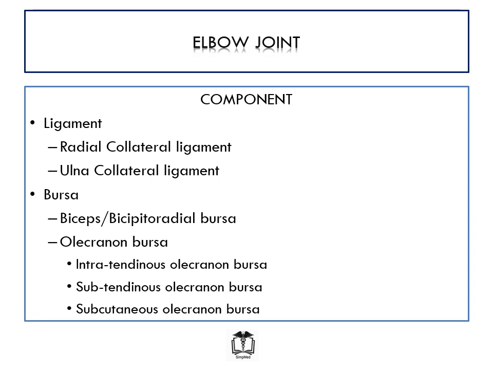The other components to note about the elbow joint are the bursas. So we have two major bursas of the elbow joint. We have the biceps bursa, also called the bicipitoradial bursa, and we have the olecranon bursa. The olecranon bursa is further divided into three subparts. We have the intratendinous olecranon bursa, that's within the tendon of the triceps muscle. We have the subtendinous olecranon bursa just beneath the tendon of the triceps muscle, and then we have the subcutaneous olecranon bursa that is just directly beneath the skin of the elbow.